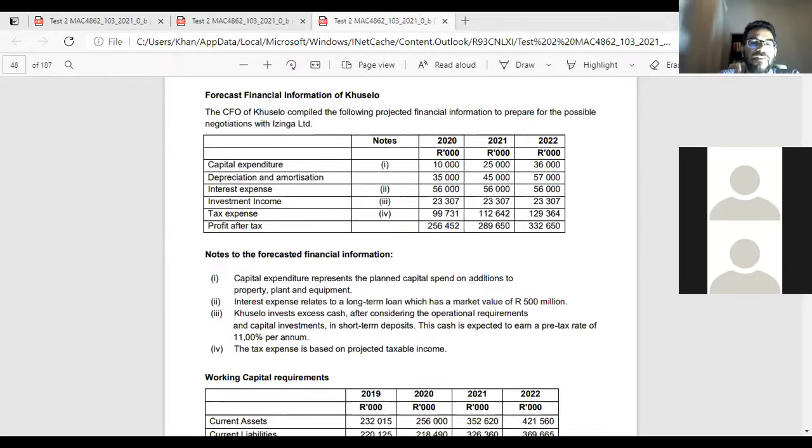Like I said, if you pick up perhaps a UCT question, the starting point would be operating profit, earnings before interest and tax. But for UNISA, the starting point is going to be profit after tax. So the setup is similar to a capital budgeting setup. Here we have details. You have year zero, and there were 3 years given: year one, year two, year three.